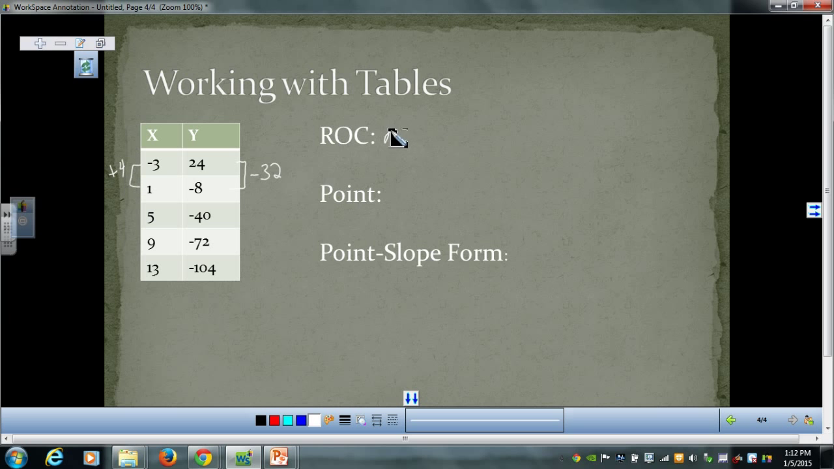So that means our rate of change is -32 divided by 4, and if we were to reduce that, it would be -8. And notice, no matter where we go on our table, once again, if I go down here, from -4 to -2 is a change of -32. From 5 to 9 is a change of +4. So once again, we get an equivalent rate of change from those 2 points. Now, once again, I can pick any of the points here. This time, I'm just going to pick the first point, (-3, 24).